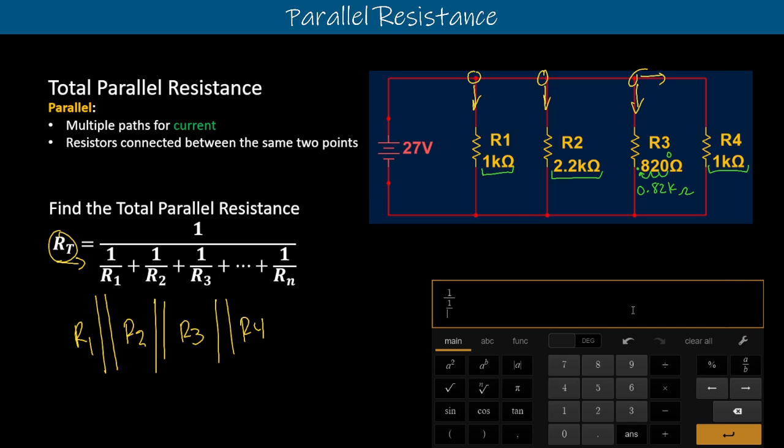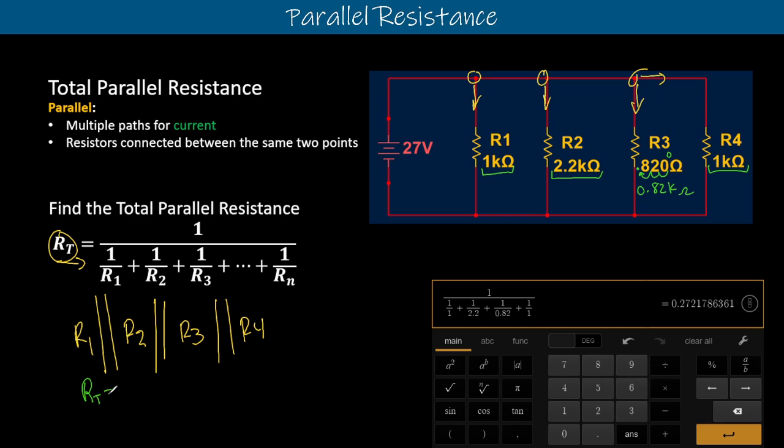We can say 1 over 1 over, and this is going to be our R1 value of 1 kiloohm. We're going to leave the kiloohms off because they're all in kiloohms. That means we know our answer will be in kiloohms. We'll go over and say plus 1 over 2.2. That's in kiloohms. We're going to leave that off. Plus 1 over 0.82. That's also in kiloohms, so we'll leave that off. We'll add that to our 1 over 1 kiloohm also. And we get an answer that's in kiloohms over here. So now we have a value for RT.